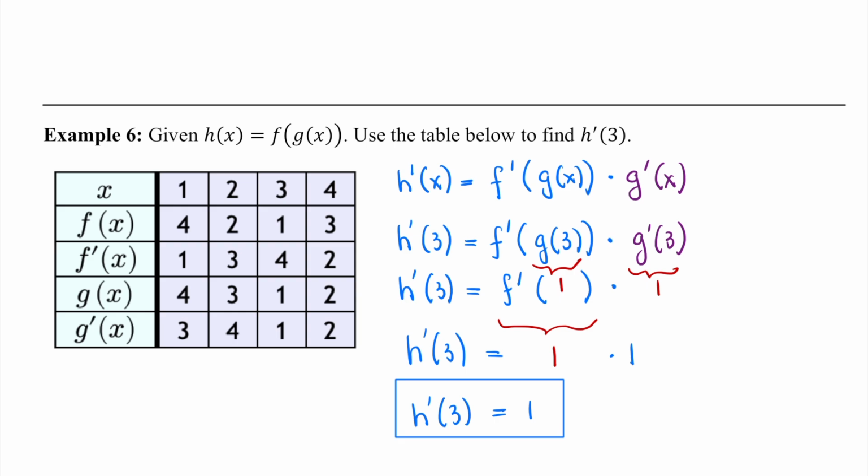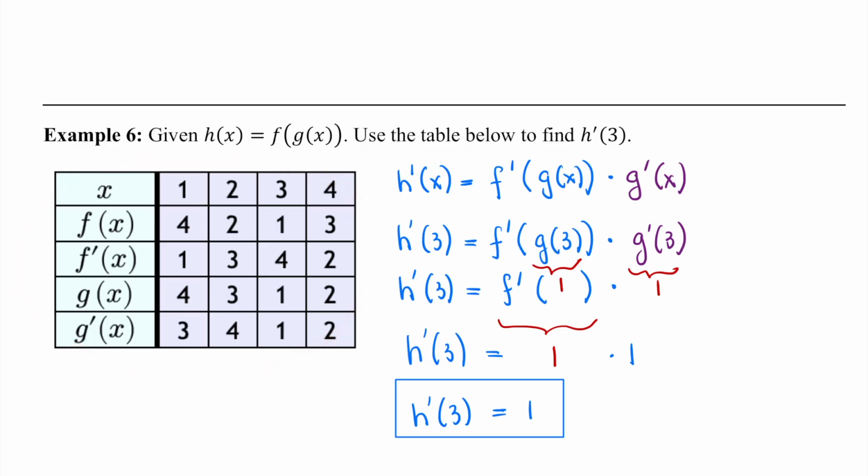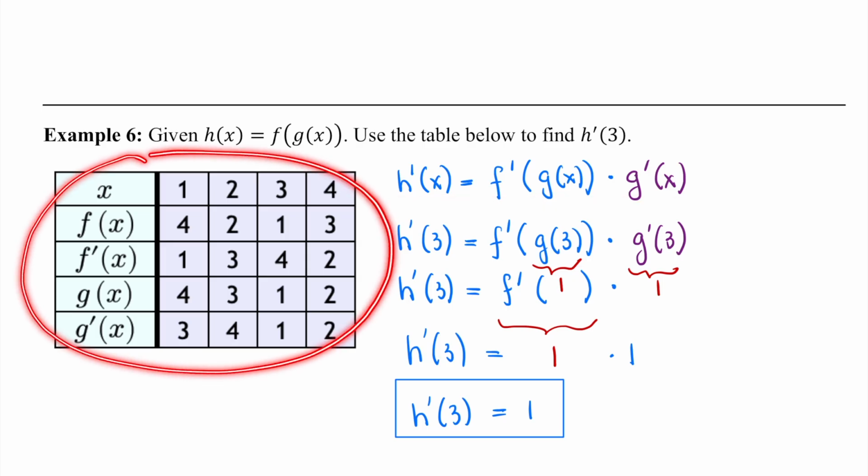The key idea is that the chain rule works even when functions are defined using tables or data, not just formulas. You still apply the same rule and then use a table to find the values you need.